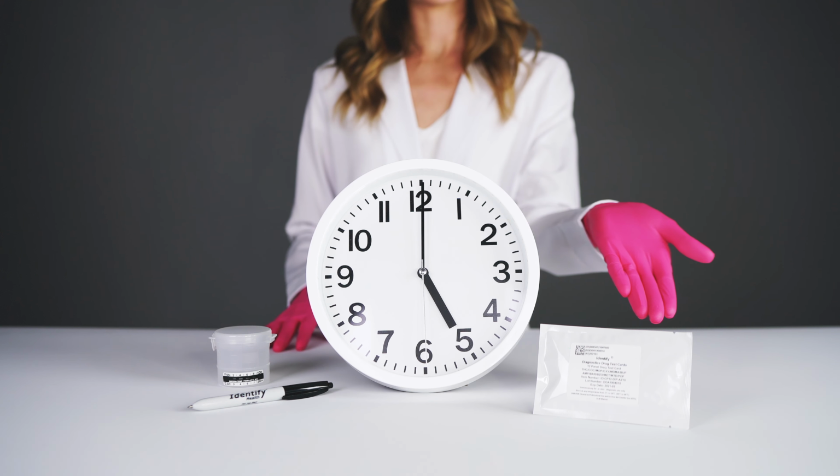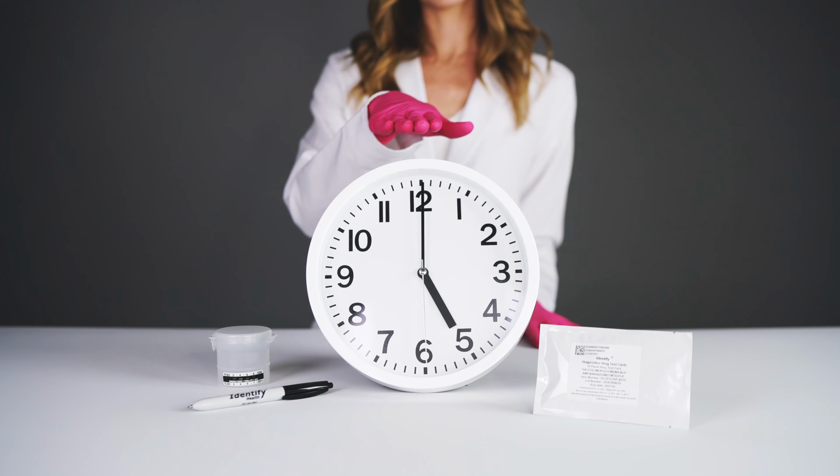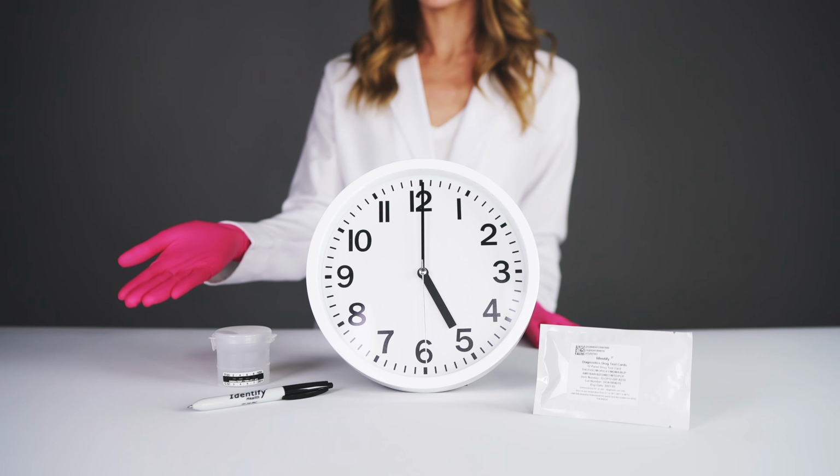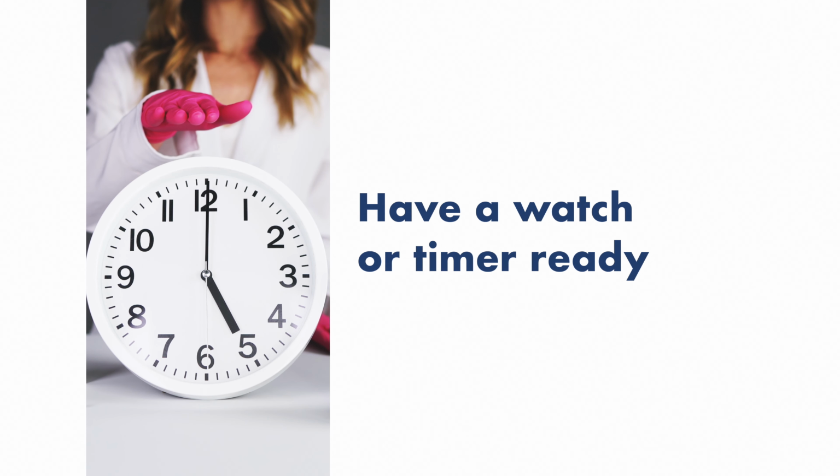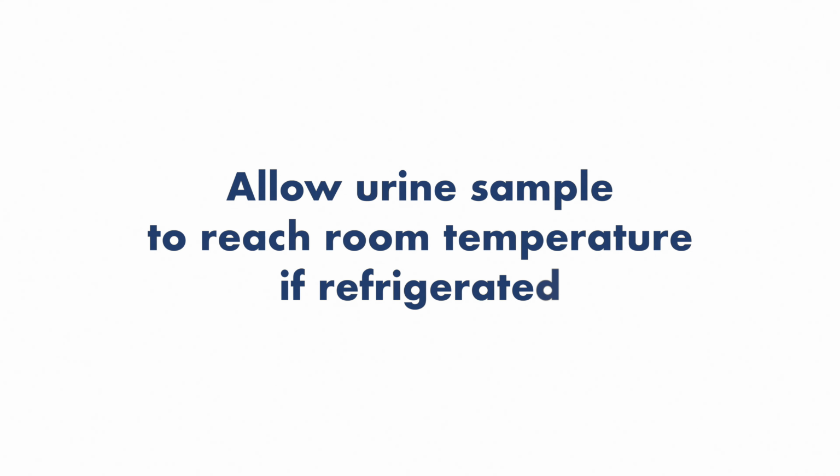In addition to the drug test device, you'll need access to a timer, writing utensil, and a clean urine collection container. Begin in a well-lit place. Have a watch or timer ready. Make sure the urine sample, if refrigerated, and the drug screening test card are at room temperature before testing.